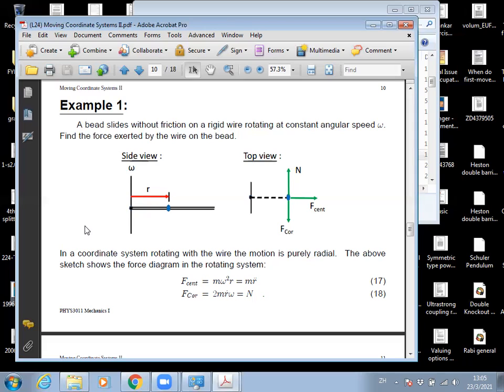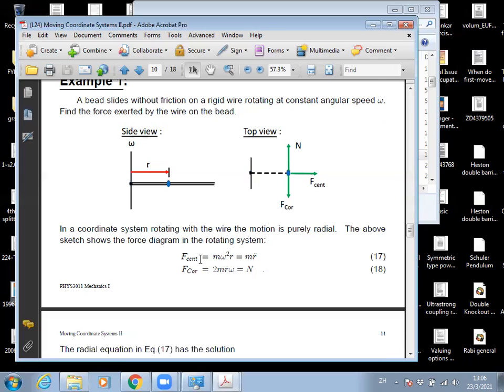Okay, so we go to the rotating frame. When we sit in the rotating frame, what do we see? We will see that the bead is going inward and outward, am I right? Radially, along this direction. Inward, outward, inward, outward, along this direction. There is no sideways motion, all right?